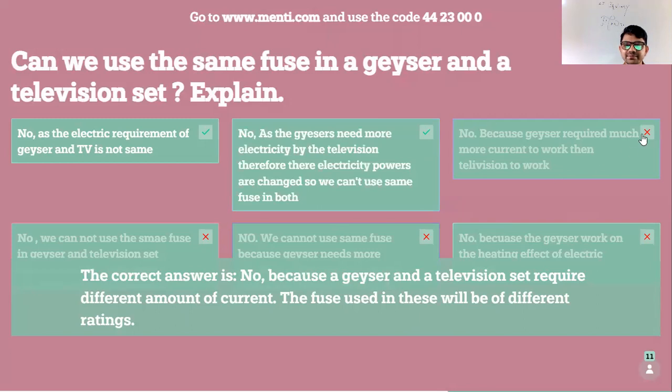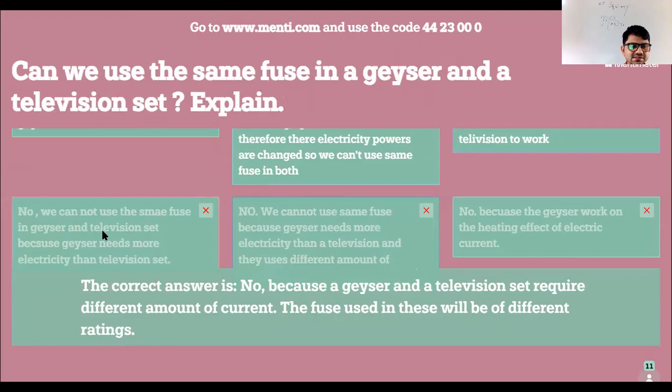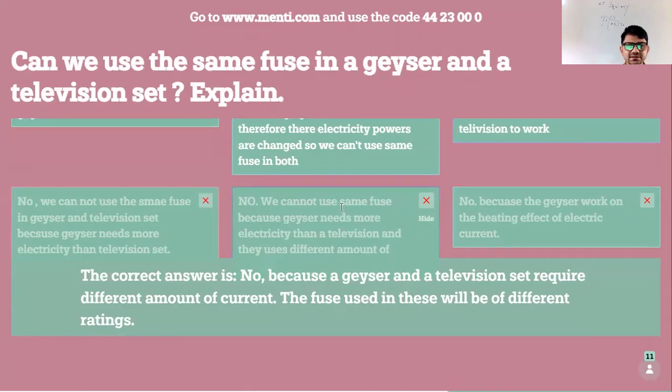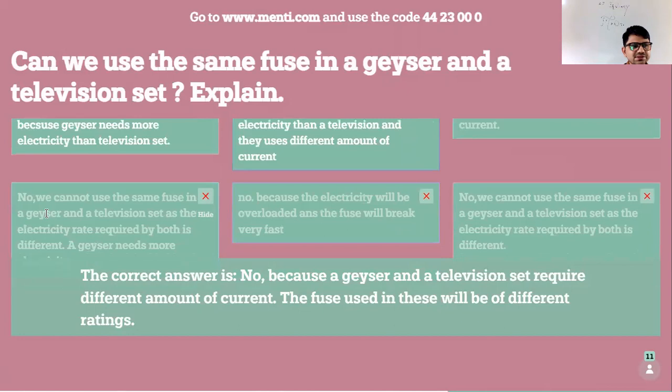No, because geyser required much. Correct. No, we cannot use the same fuse because geyser needs more electricity. Correct. No, we cannot use the same because. Correct. No, because geyser works on heating effect of electric current. Everything works on heating effect of electric current. Wrong. We cannot use the same fuse in geyser and TV set.